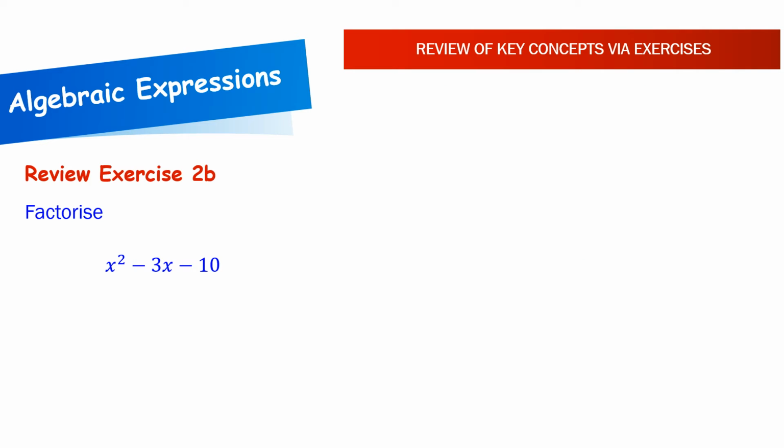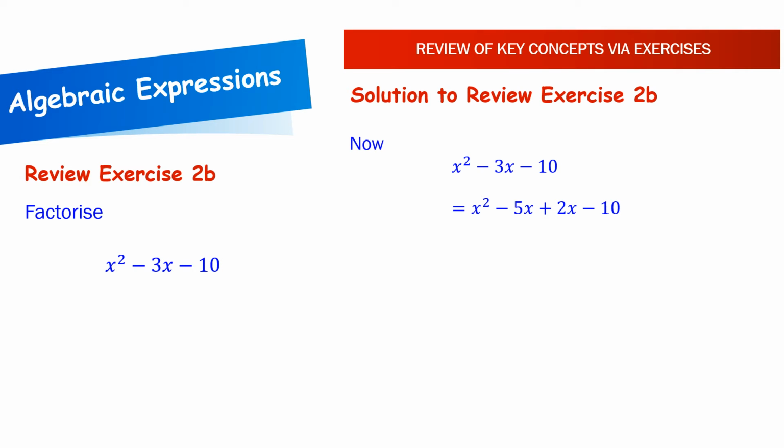Now for exercise 2b, factorize x squared minus 3x minus 10. We will factorize using the technique used in part A. So notice minus 5x plus 2x is minus 3x, and minus 5 times 2 is minus 10. So we present the quadratic as shown.